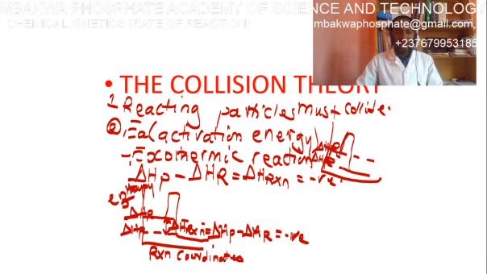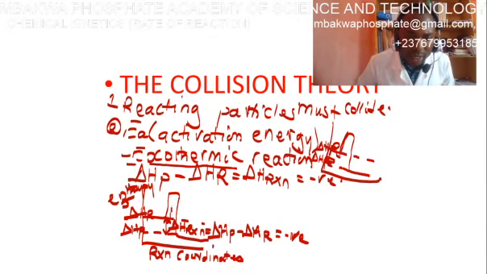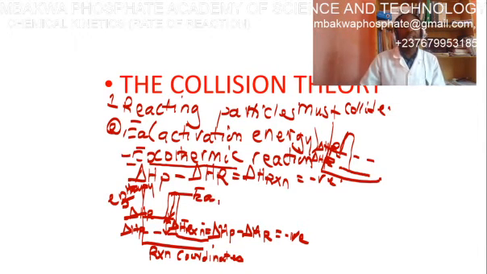This kind of reaction is feasible in chemistry. This reaction is called an exothermic reaction. Now, the energy barrier here is what we call EA. The energy barrier here is EA.